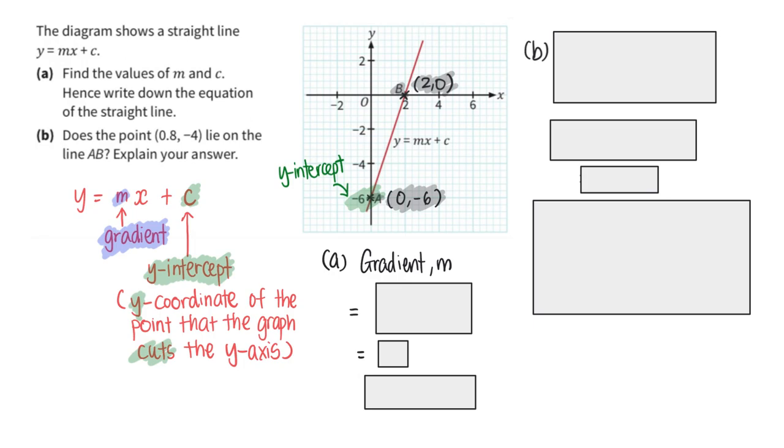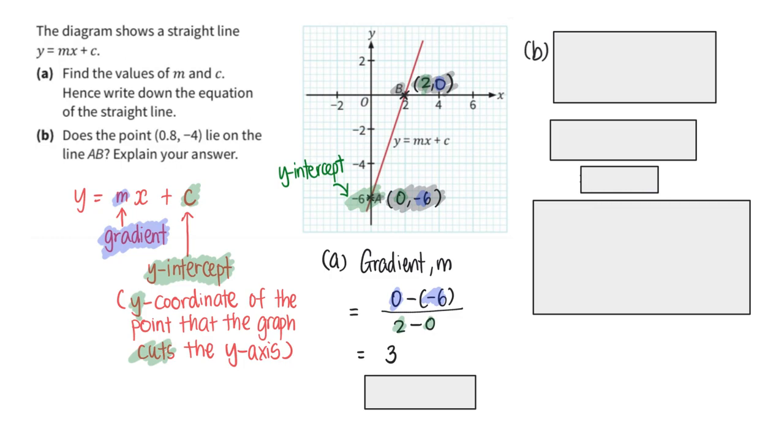So for gradient, we will have y1 minus y2 over x1 minus x2, so it's 2 minus 0. And after that, I just need to press my calculator. That will give me 3.